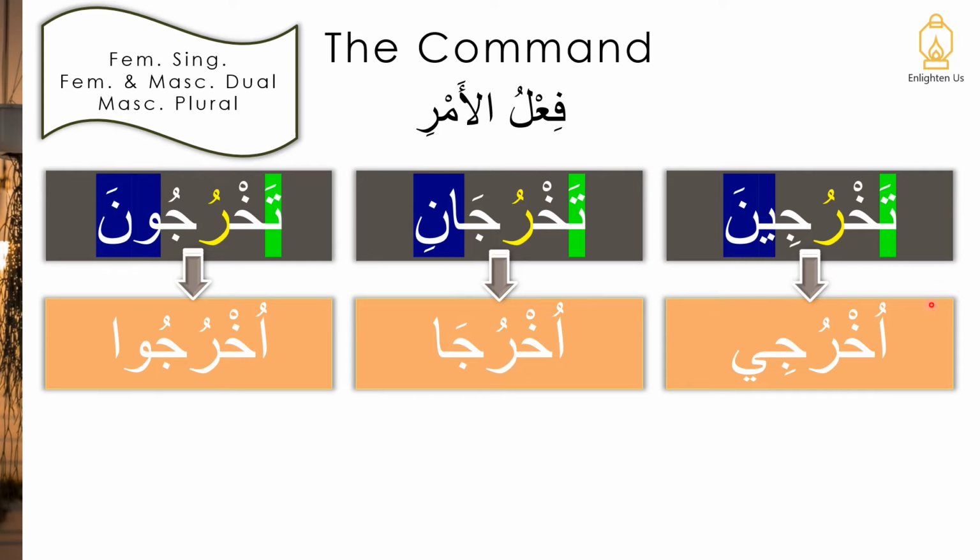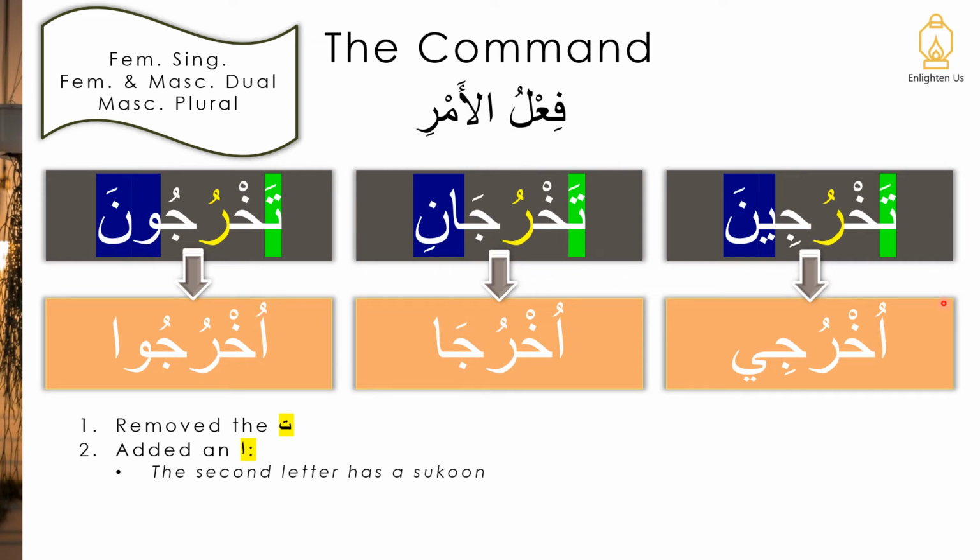Let's have a look and see if it fits in with the process that we talked about. We said the first thing is to remove the ta, and if you notice in each example, that's indeed what's happened. The ta has been gotten rid of. We said add an alif, and indeed we've added an alif. Same as before, the second letter has a sukoon, which makes it difficult to read, so that's our kha in each case. So we find adding the alif is necessary, and then we've given it a dhamma because the second to last letter has a dhamma.